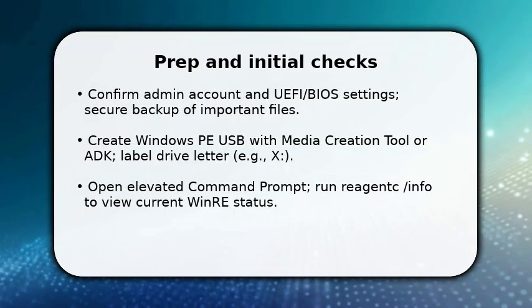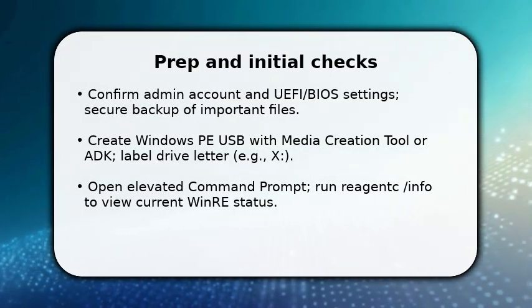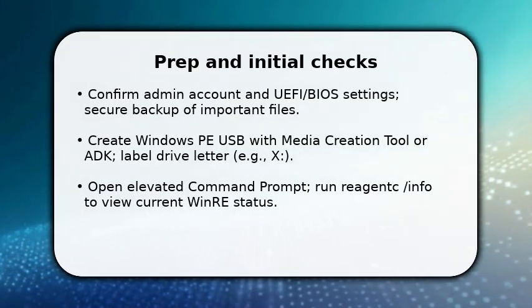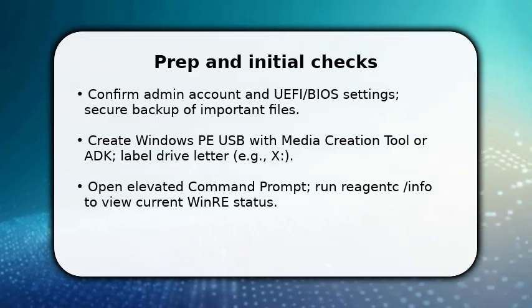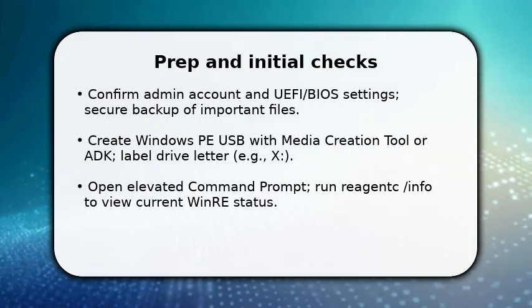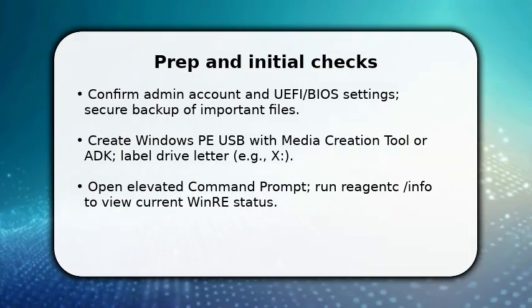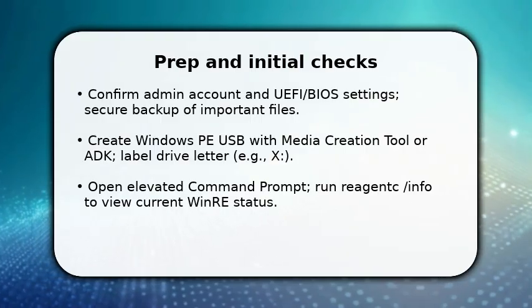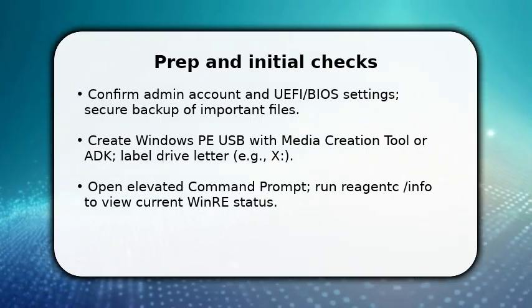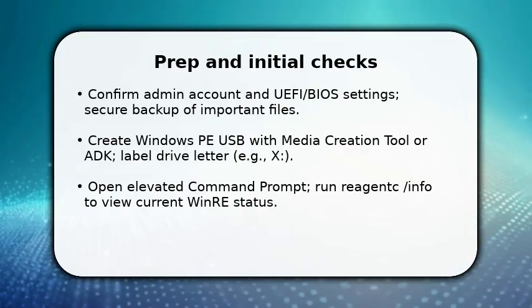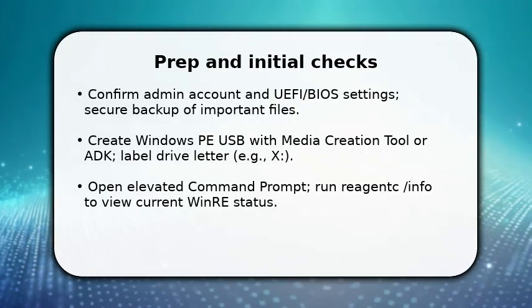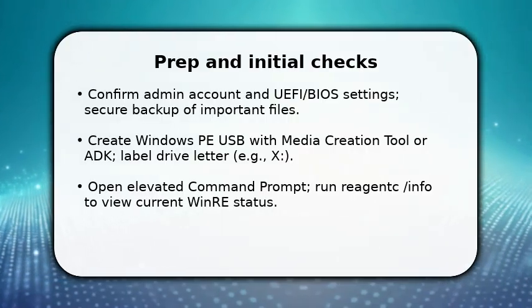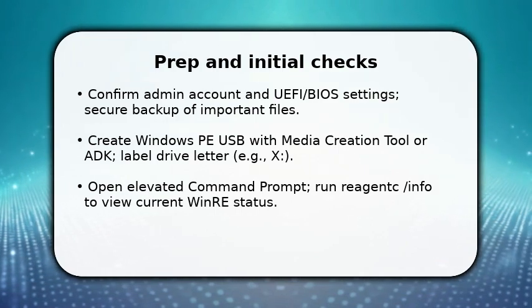You start by confirming you have an administrator account and that UEFI/BIOS allows USB boot. Once done, create a Windows PE USB using Media Creation Tool or the ADK and note its drive letter. Then, boot into your running Windows or attach the system disk and open an elevated command prompt. Run reagentc /info to check whether WinRE is enabled, where it's located, and whether the image is corrupt. This informs the next corrective actions.